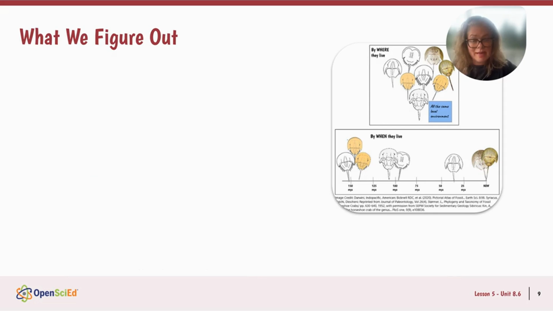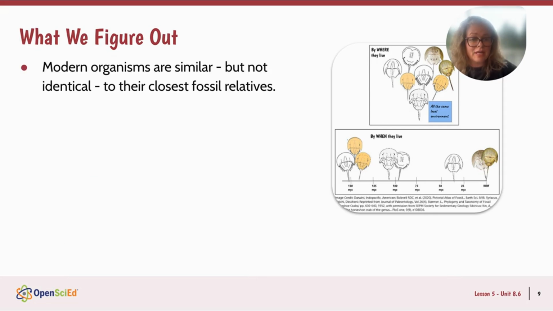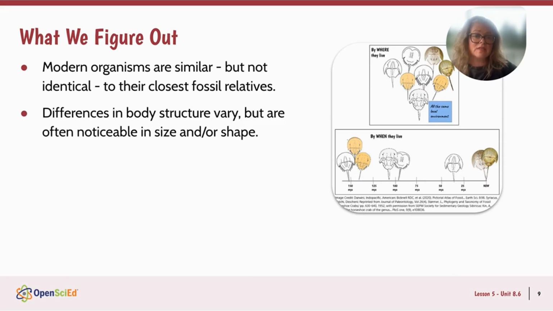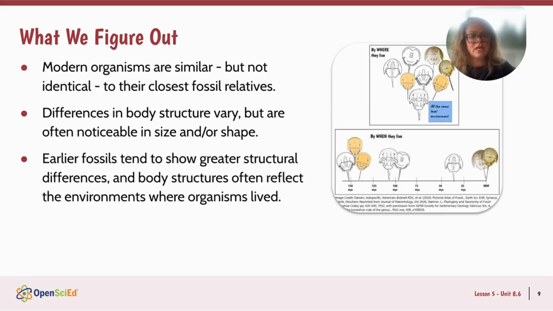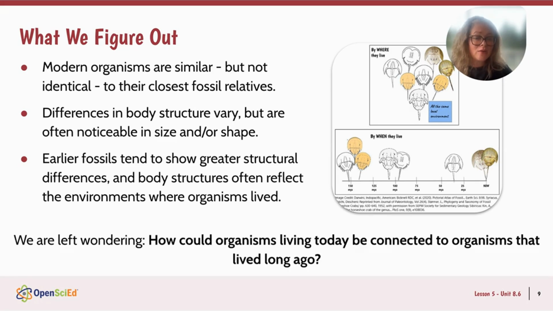From all of this, we are able to update our model, and we figure out that modern organisms are similar but not identical to their closest fossil relatives. Differences in body structure vary but are often noticeable in the size or the shape of those structures. And earlier fossils tend to show greater structural differences, and body structures often reflect the environments where organisms lived. In other words, this is similar to what's going on with penguins. So now we are left wondering, how could organisms living today be connected to organisms that lived long ago?